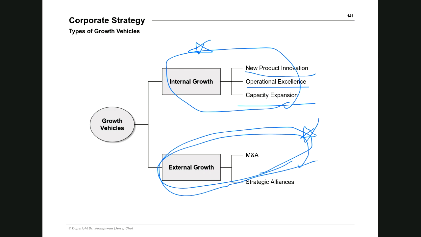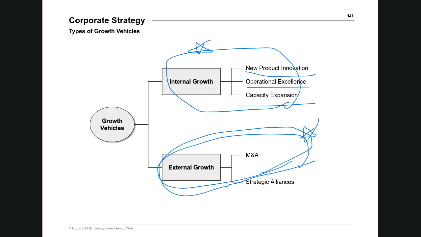How did Tencent grow? So what is the first business of Tencent in China? What is the first product or service of Tencent? QQ, okay. Not WeChat. QQ, okay. And then which one is bigger, QQ or WeChat?